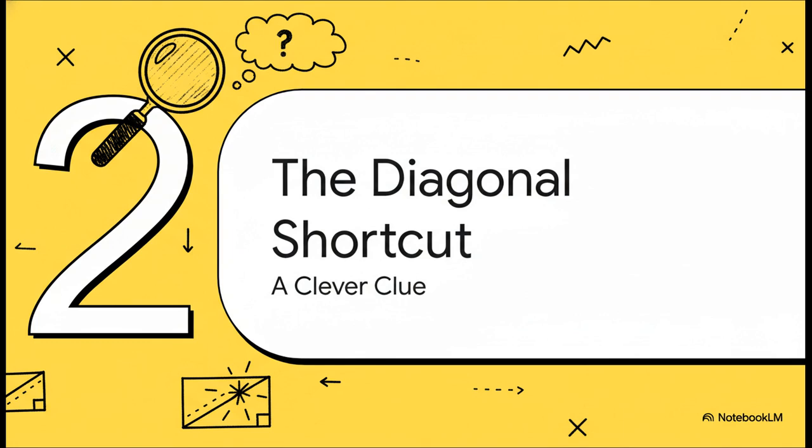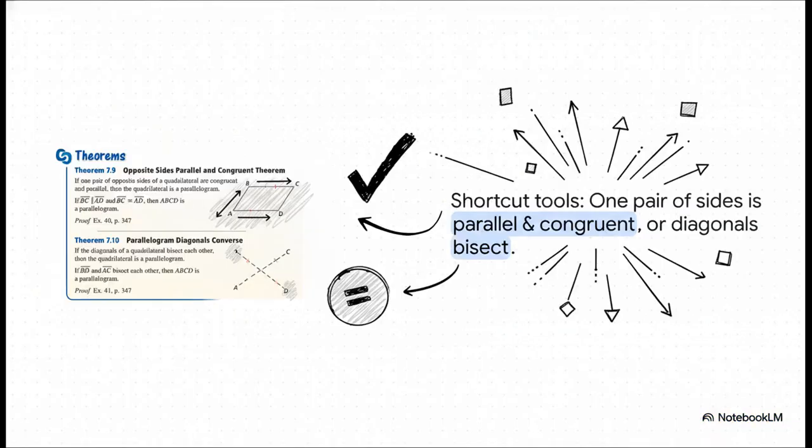Every good detective loves a shortcut, and when it comes to parallelograms, that shortcut almost always involves the diagonals. So our next tool is incredibly handy. You only have to look at one pair of opposite sides, just one. If you can prove that single pair is both parallel and the same length, you're done. It's a parallelogram. Then we have our fourth tool, which might be the coolest one of all.